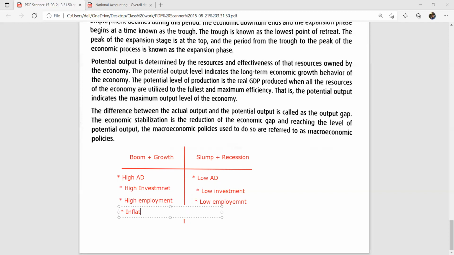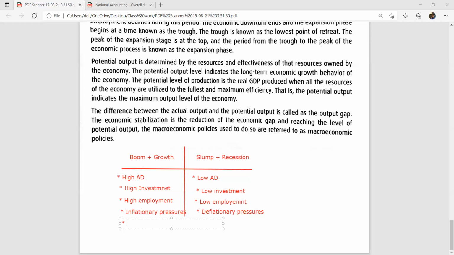As well as, there is inflationary pressure. Inflationary pressures on this side, and deflationary pressures on the other. Even the government has less spending in this period, but on the other side the government has high spending. Likewise, certain things can be recognized.